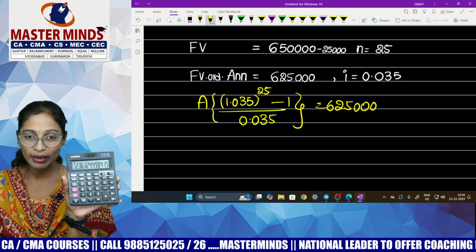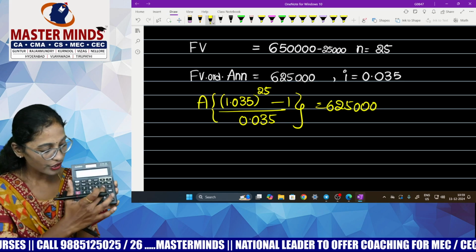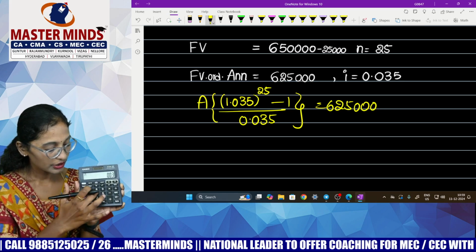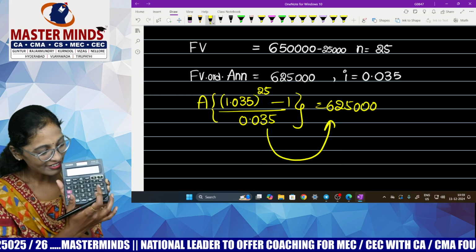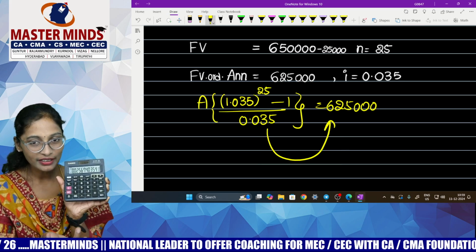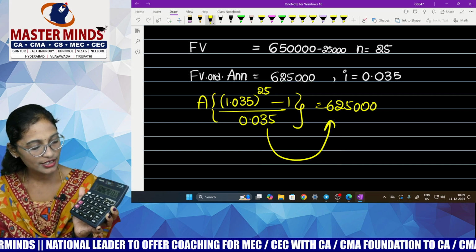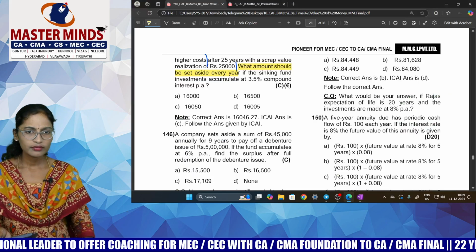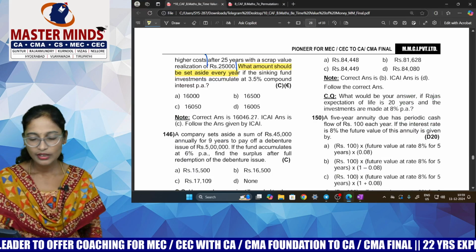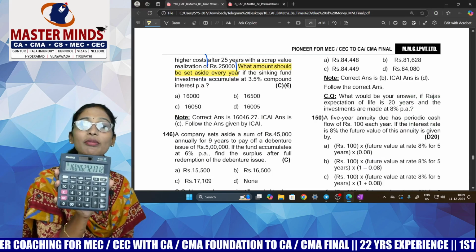This is what I'm having. Minus 1 by 0.035. Listen to me. If this entire value comes to the right side, for the inverse, divided by equals to into 6,25,000. May I know the answer? Just a moment, guys. Yes, 16,046.27. And we mentioned the same, no?